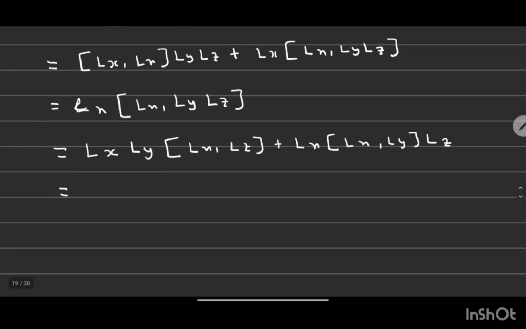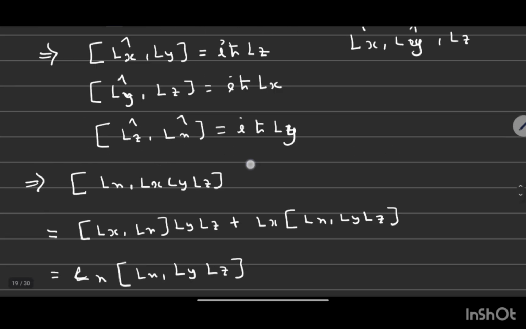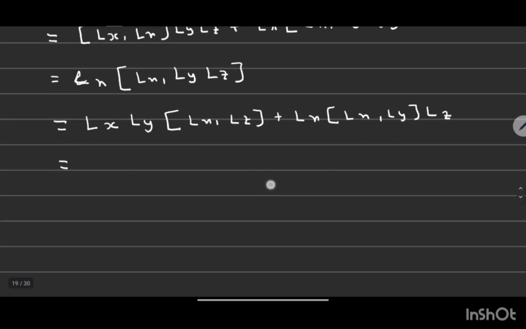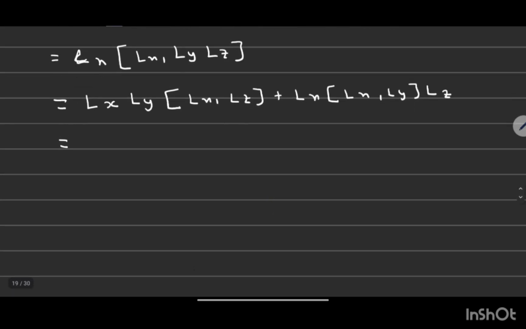So you can see now you can use the commutation relation between the orbital angular momentum operators. Here Lx Lz is coming. So what you can do, this can be written as minus of Lx Ly Lz comma Lx plus, so what is the commutation relation of Lx Ly? It is i h cut times Lz.